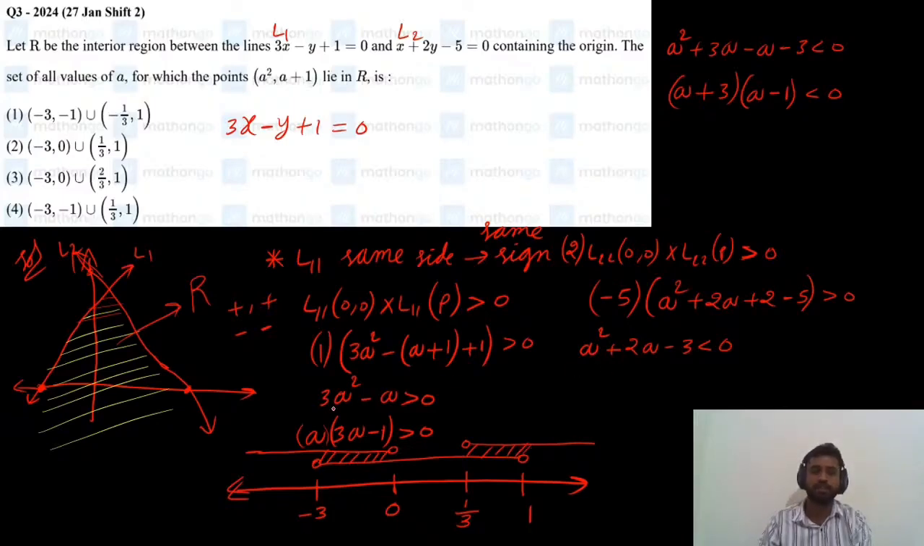both the inequalities. Okay, so the basic concept here we have to learn is if 2 points lie on the same side, they'll have the same sign. If 2 points lie on either side of the line, they'll have opposite signs. Okay, so by multiplying plus and plus, you'll get a greater than. By solving these two inequalities, we'll get the interval which is minus 3 to 0 and 1 by 3 to 1. So which option is correct here? The second option, minus 3 to 0 union 1 by 3 to 1. So this is the correct option.